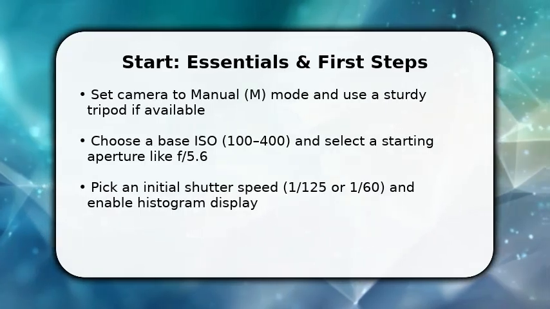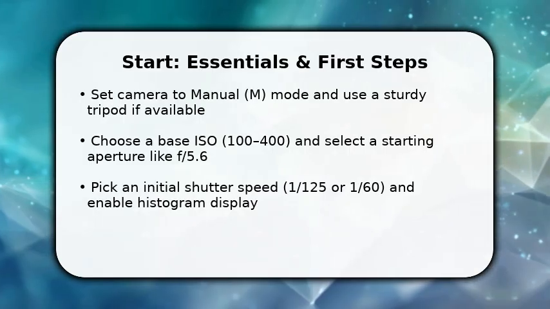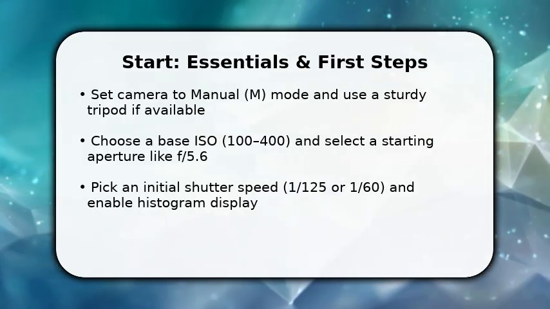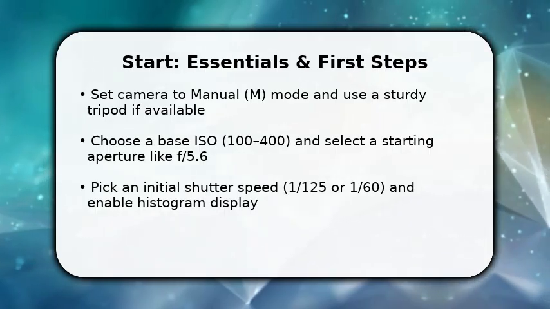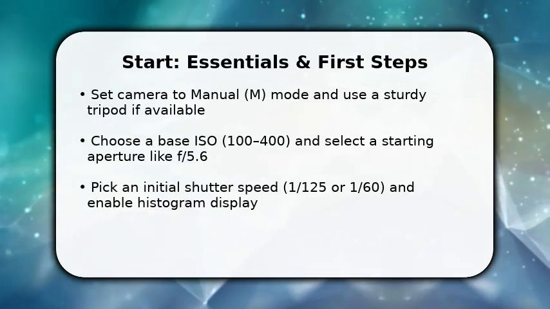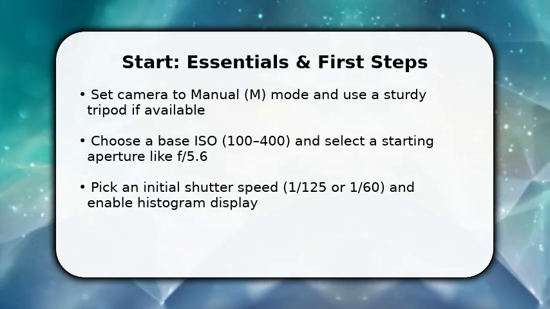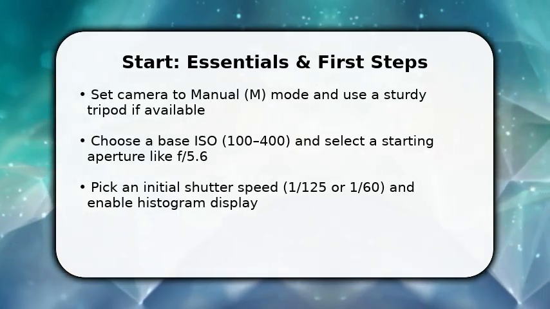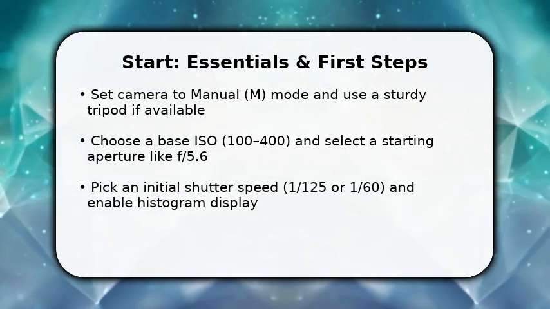You begin by switching to manual mode and locking down the basics so you can control exposure precisely. First, set ISO to a low base like 100 or 200 to minimize noise, then choose an aperture that matches depth of field goals, for example f/5.6 for general use. Next, dial in a shutter speed such as 1/125 to freeze moderate motion. Once done, check the histogram and live view to confirm exposure balance and avoid clipping highlights or shadows.